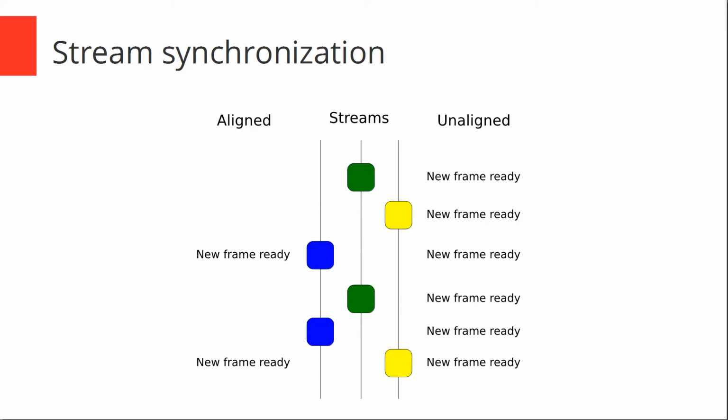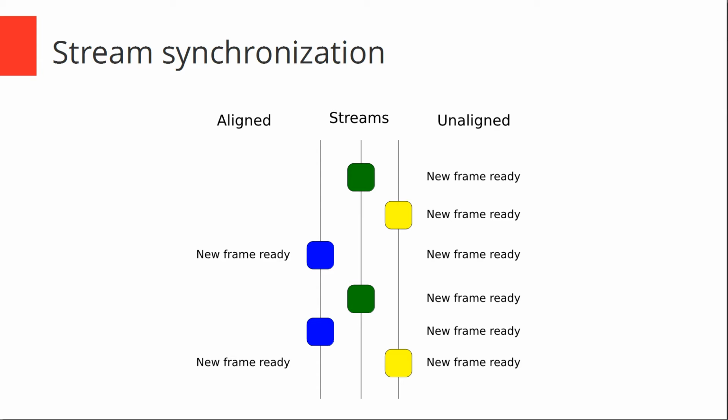Different streams will create images at slightly different times. That's why the camera provides two ways of accessing the images. In the aligned or synchronized method, a new frame will only be available once all the streams contain at least one frame available. In the unaligned method, the camera will send a new frame anytime any of the streams contain a new image. Which one is better will depend on your application.